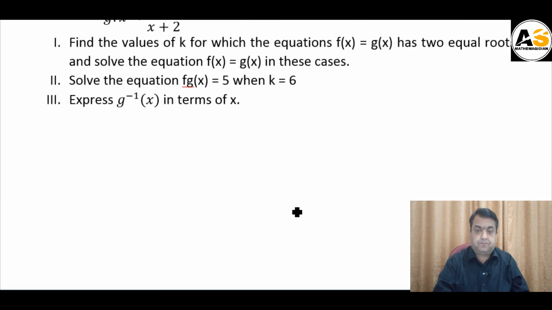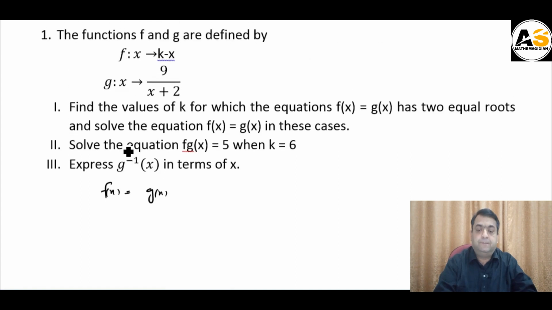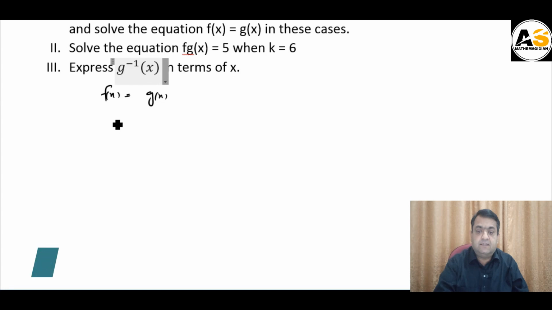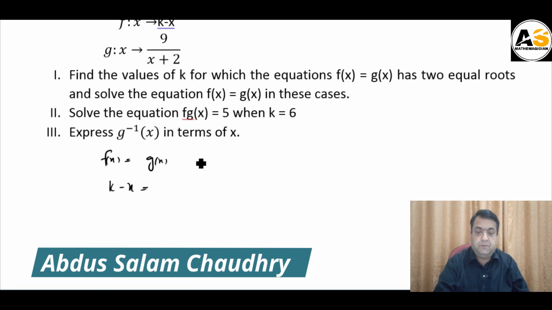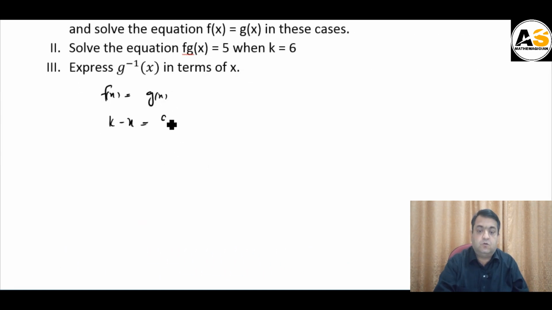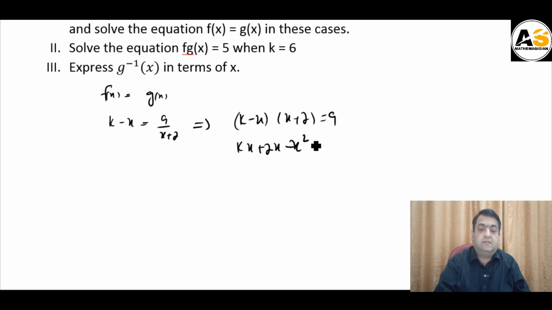First part, f of x is equal to g of x. That is, f of x is equal to k minus x. K minus x is equal to, what is g of x? 9 over x plus 2. From here we will get k minus x into x plus 2 is equal to 9, kx plus 2k minus x square minus 2x.